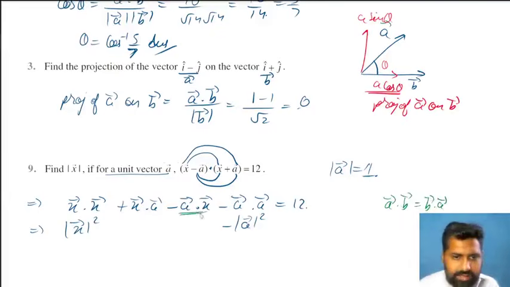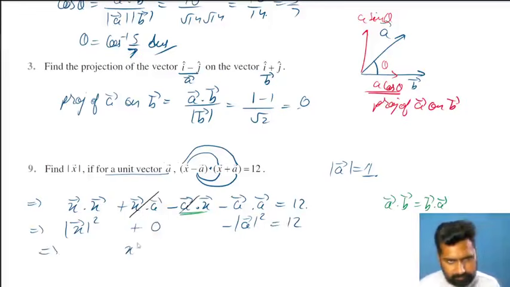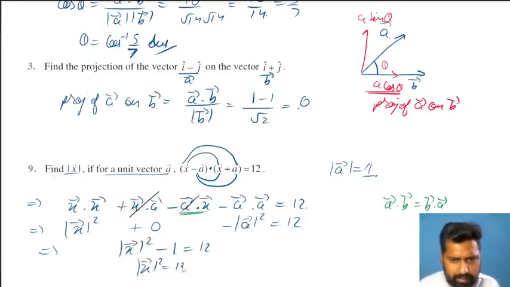So I can change this to x dot a, and the moment I change this, this is negative, this is positive, this cancels. So what I'm left with is only mod x square plus mod a square. Mod x square, I think we have to calculate that. So mod x square, magnitude of a we already know it's 1, is 12. So mod x square is 13.